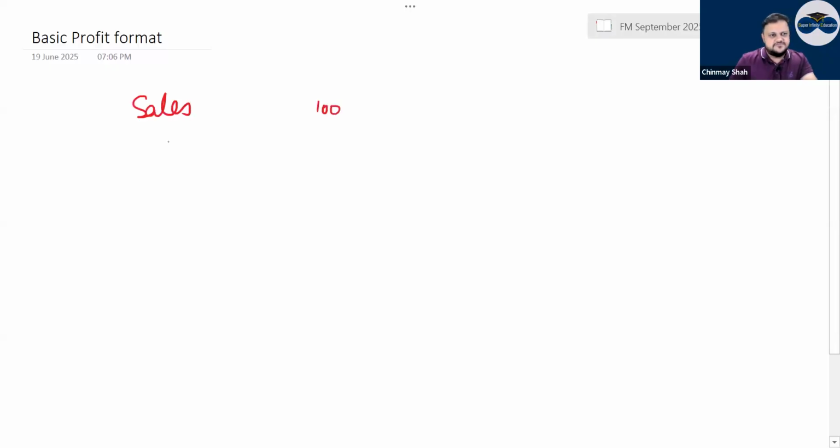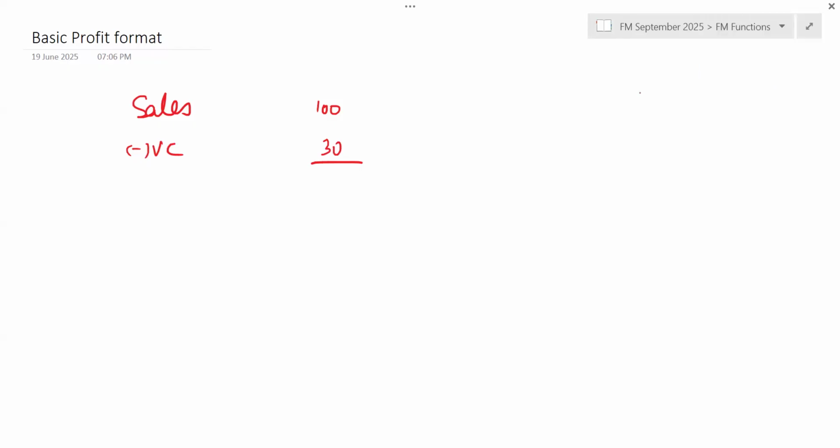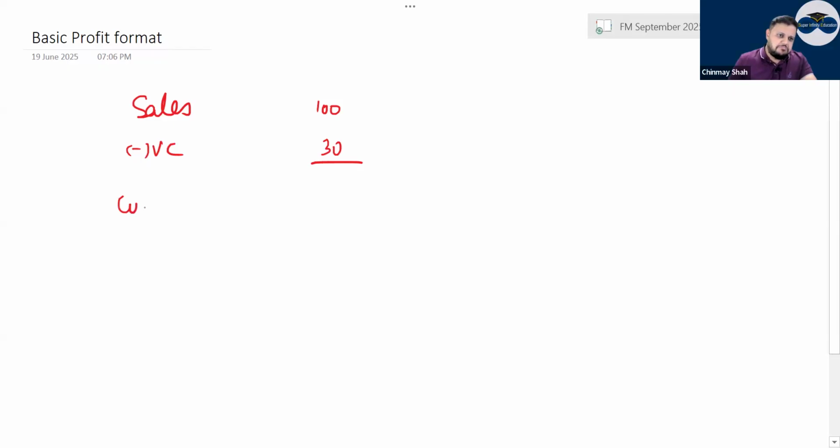Sales 100 minus variable cost, let's say 30, gives you what? Sales minus variable cost gives you contribution. Anyone who does not know this? Anyone who does not know what sales is? Everyone would know. Anyone who does not know what variable cost is? There's no harm in saying, still, I'll tell you.